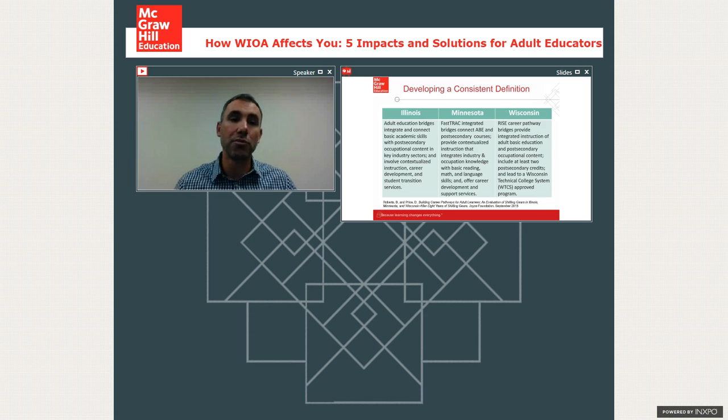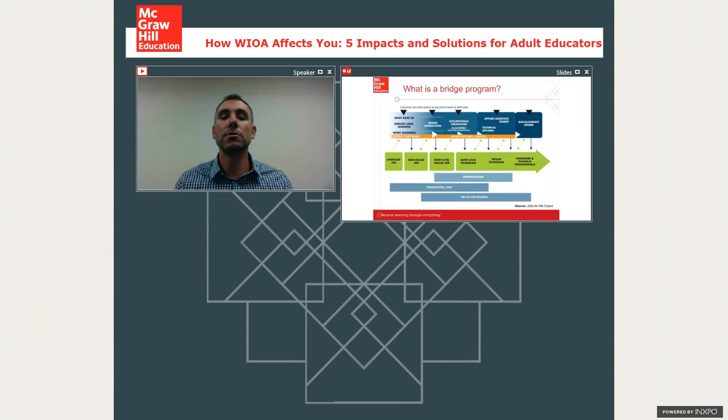Was this concept of bridge instruction, which, if you recall from the diagram that I showed earlier, is in between what we provide as adult education, adult basic education, and occupational certificates. So what is bridge instruction?